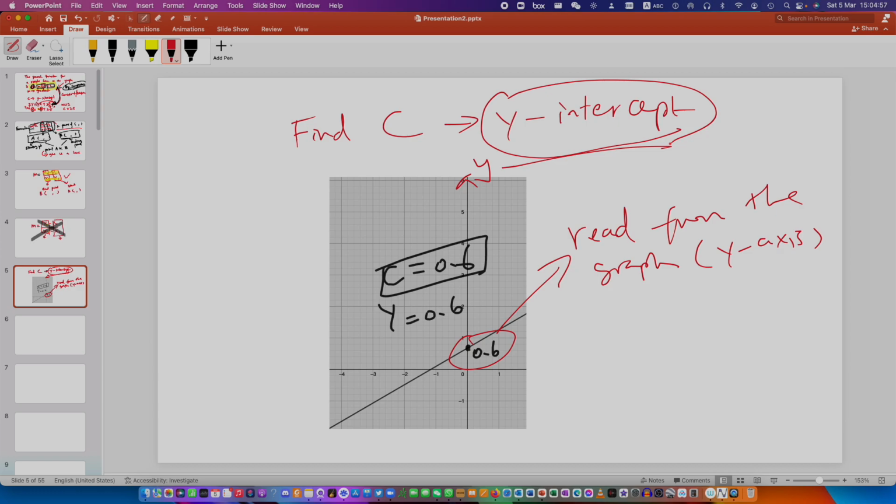Okay, good. So 2 ways to find c. Clear? Okay, good. Next, anything else you learned from your school before I test you?